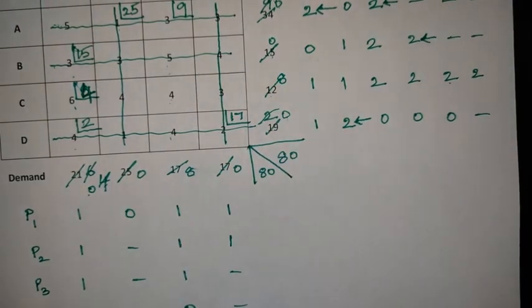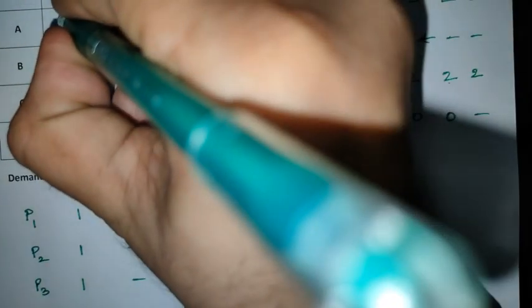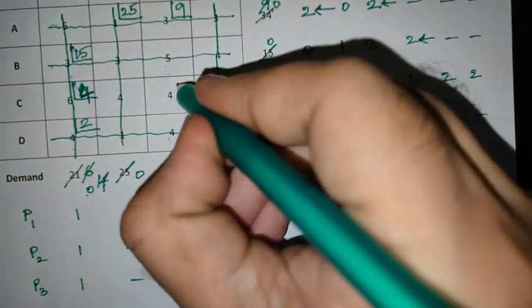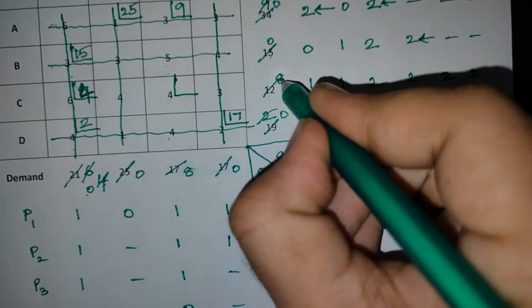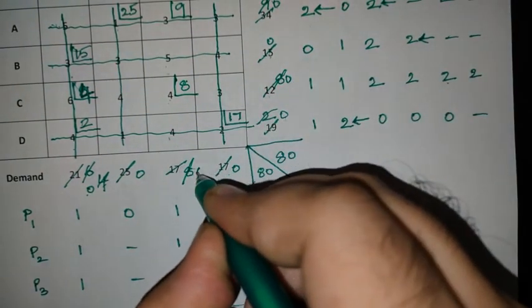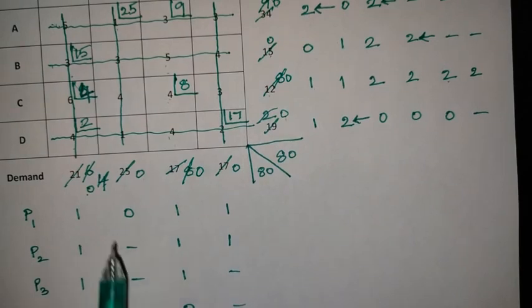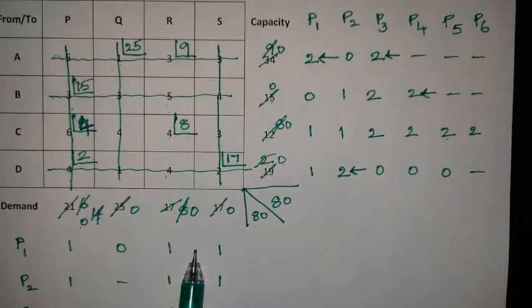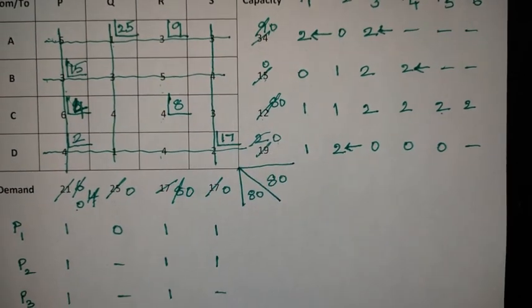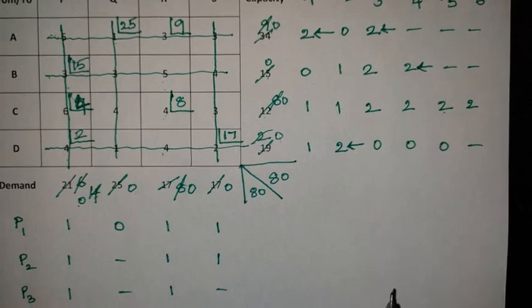So now what is here? It becomes 0, so strike off this column. What is the remaining cell? Only this one, so allot to this. How many units can you allot? 8 units we can allot. So this becomes 0, and this also becomes 0. Now all demand values became 0, and all capacities also became 0. So now we reach the solution step for finding the transportation cost.